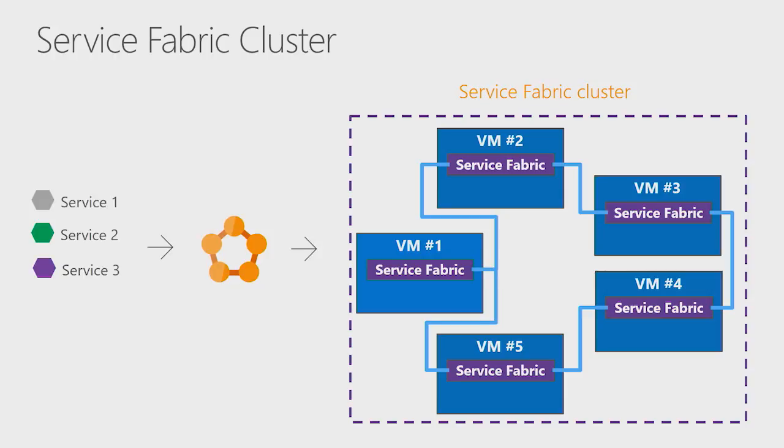We then take our services and talk directly to the Service Fabric APIs, and Service Fabric determines the best place to run the services. And in the case of a machine failure, Service Fabric will look at the existing machines in the cluster and then reschedule that workload onto a machine that works best for it.